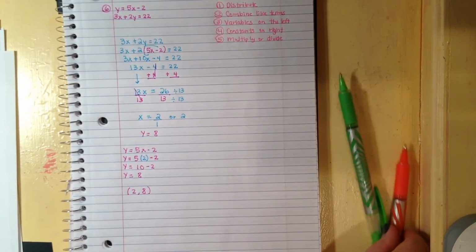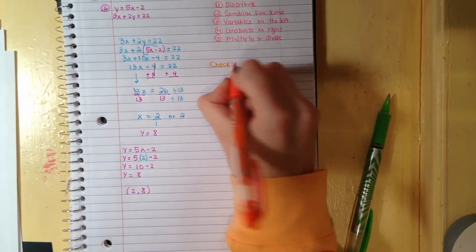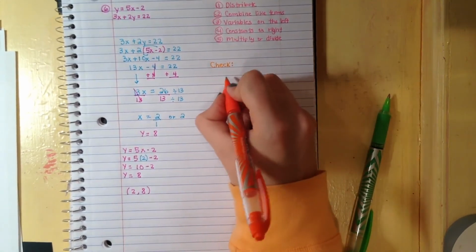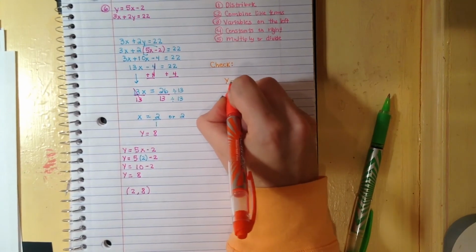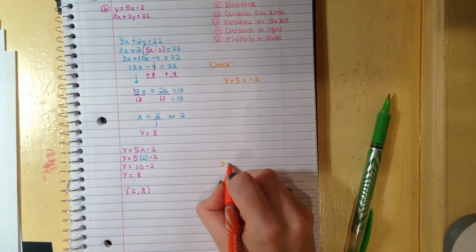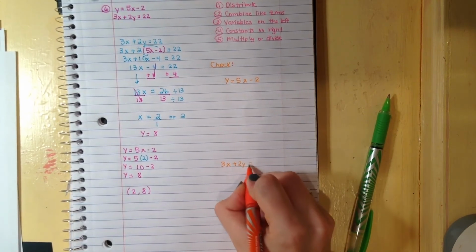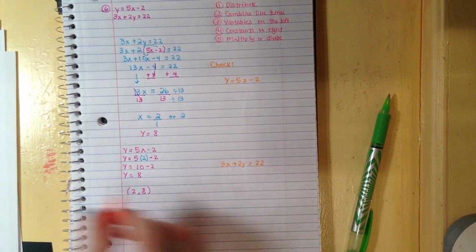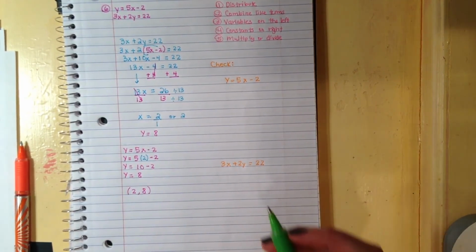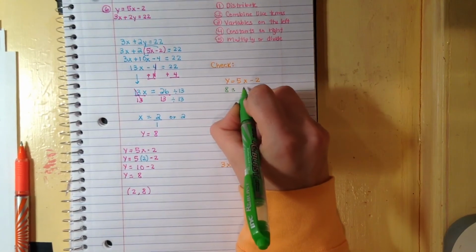Well, of course we have to check. Writing down these two equations. And then I will plug in x and y, the numbers I solved for x and y, into both equations to see if one side does in fact equal the other. So I have that y equals 8 and that x equals 2.